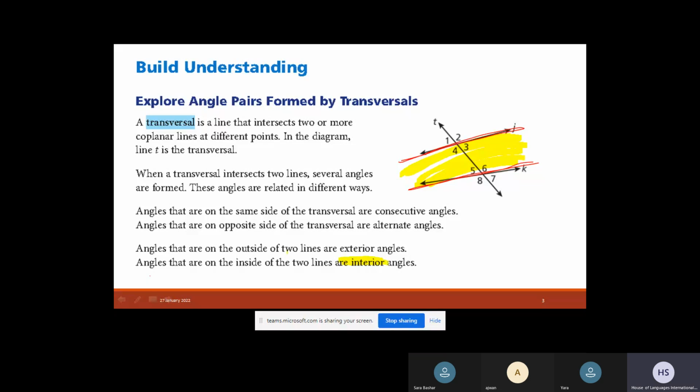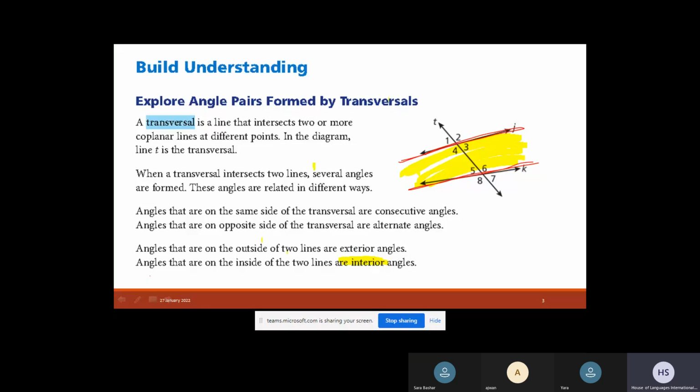What do I mean by outside? Like who are outside the grade 7? Here on the other side, grade 8, or, as an example, grade 1. So here, 1 or 2 or 7 or 8 are exterior. What do I mean by exterior? They are outside. Inside, they are between the two lines: interior. The outside, they are out of the lines.